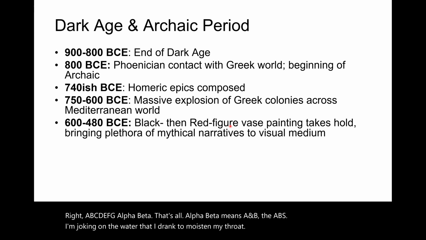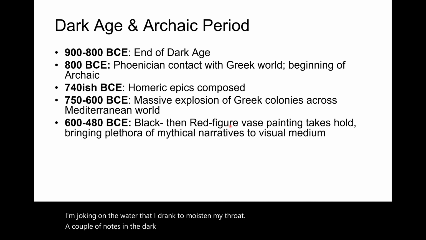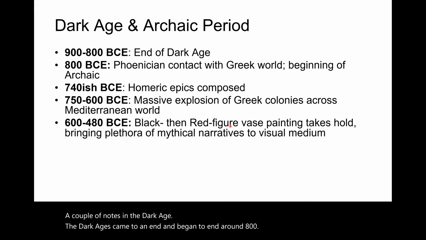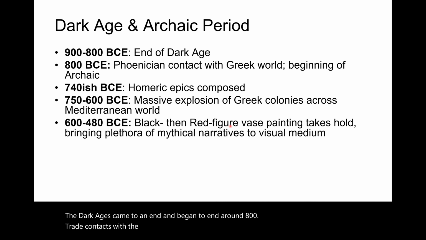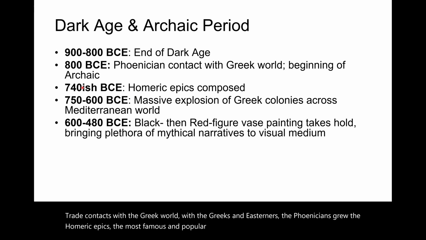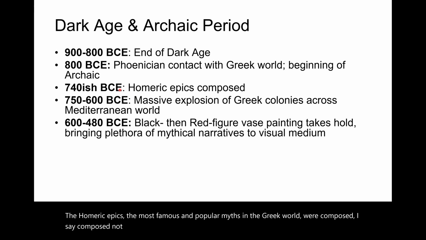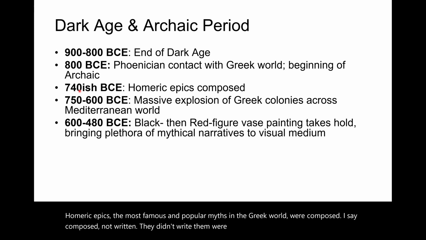A couple of notes on the Dark Age. The Dark Ages began to end around 800. Trade contacts with the Greek world, with the Greeks and Easterners, the Phoenicians, grew. The Homeric epics, the most famous and popular myths in the Greek world, were composed. I say composed, not written. They didn't write them. They were composed in the mid to late 8th century.